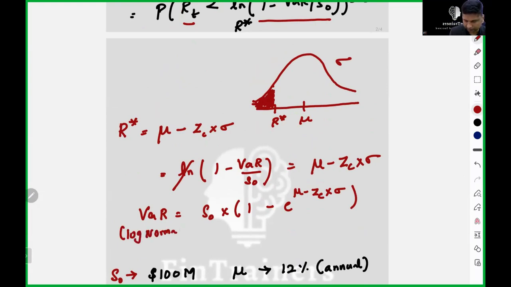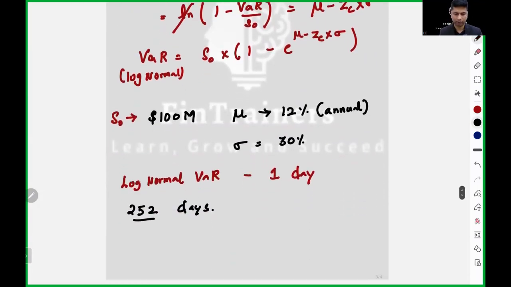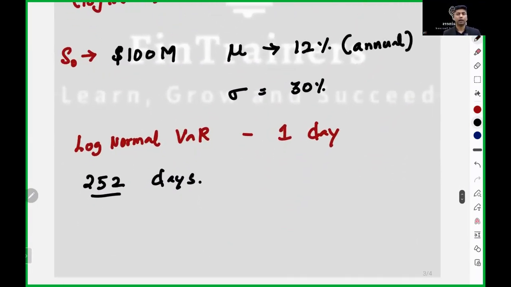Now let's look at a question that's just a simple application of this formula. Let's say we have a stock portfolio, initial value is 100 million, the standard deviation annualized is 30%, and the mean is 12% annualized. What is the one-day log normal VAR, assuming 252 trading days? That's a pretty standard assumption for the number of trading days. If they have given, say, 250, that's also fine. In case they don't say, you can round it to 250 also. But let's do this simple question here.